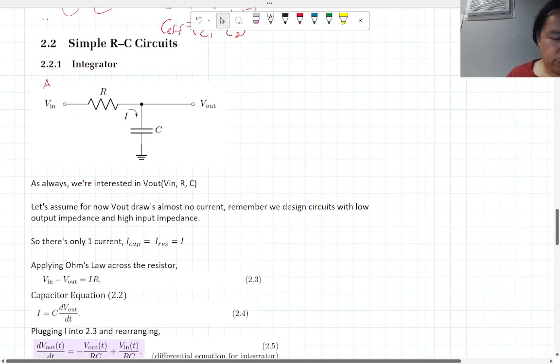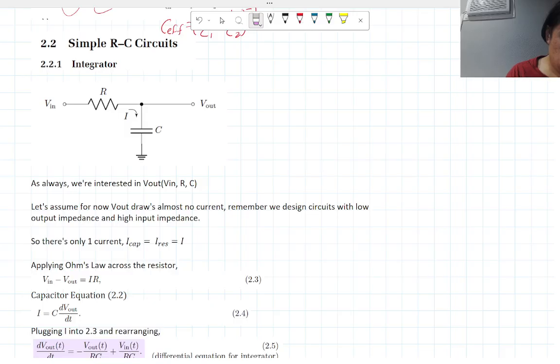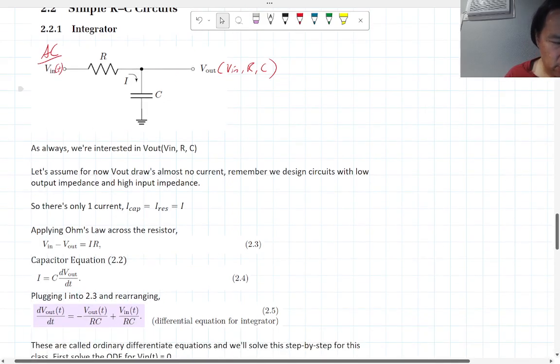So let's talk about our first circuit involving capacitors, and this is going to be the integrator. Hopefully that hints at what the circuit actually does. It does integration. In this case, the input voltage depends on time. This is the alternating current voltage. As always, we're interested in figuring out what V out is as a function of V in and the different components, the resistor and capacitor, so that we can predict how this circuit behaves when you drive it with an AC source.